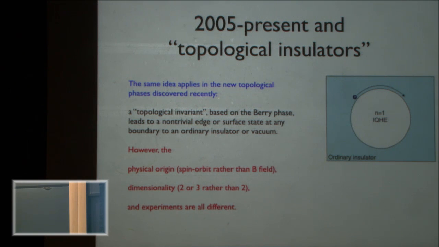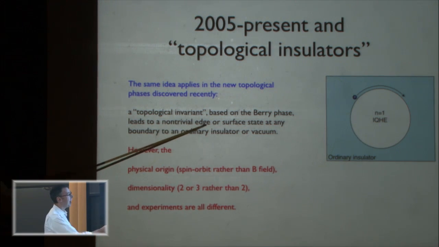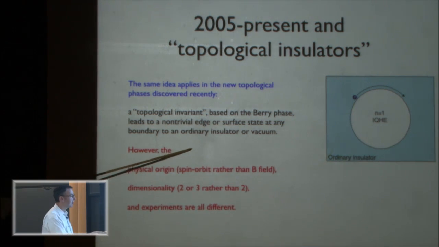So the reason for presenting this kind of topological invariant of my electrons in a solid in this way is that we can generalize it to 3 dimensions. It turns out that the physics is different, but the mathematics is very similar in spirit. There's something I can calculate about these electronic wave functions in a 3-dimensional material that will tell me if it's topological or not. And if it's topological, there will be some kind of edge or surface state at a boundary to an ordinary insulator or vacuum.